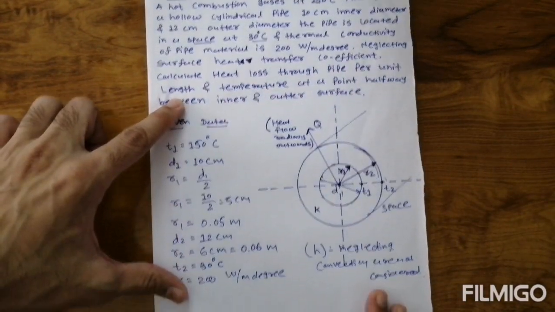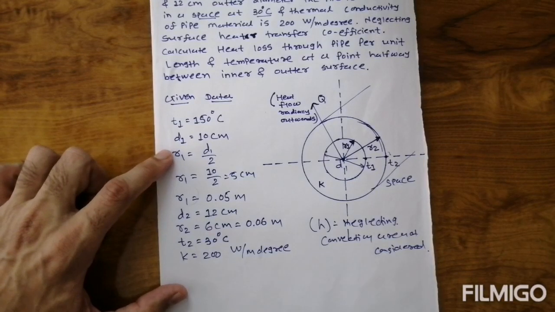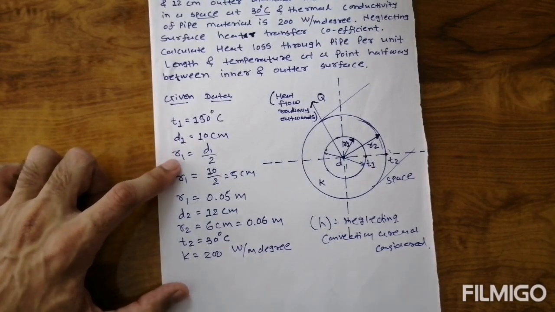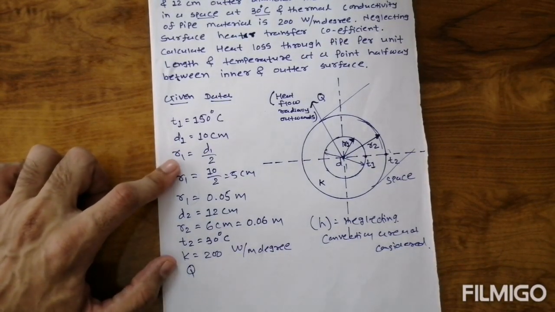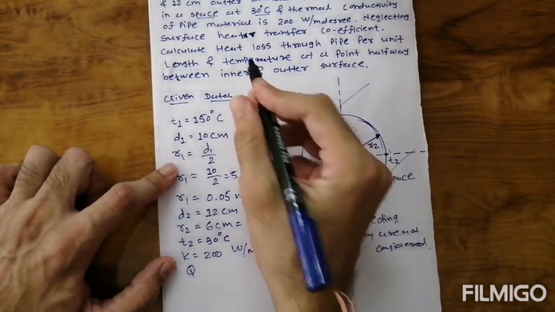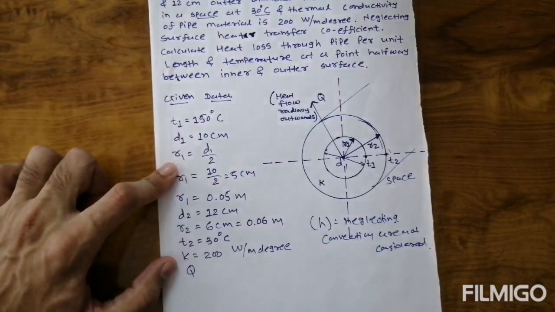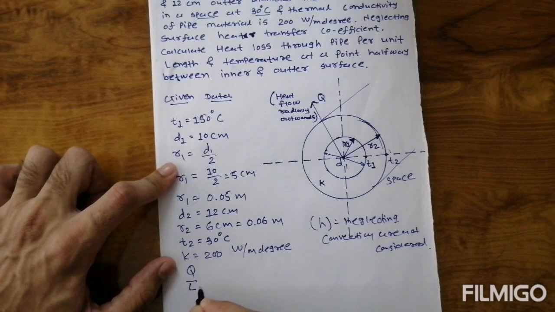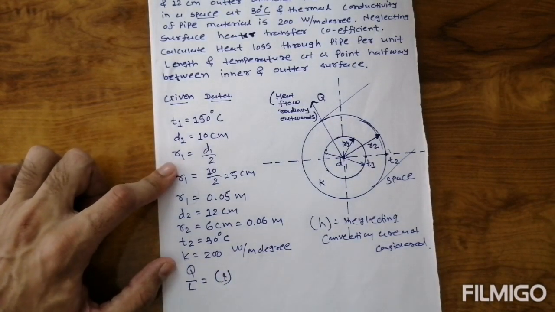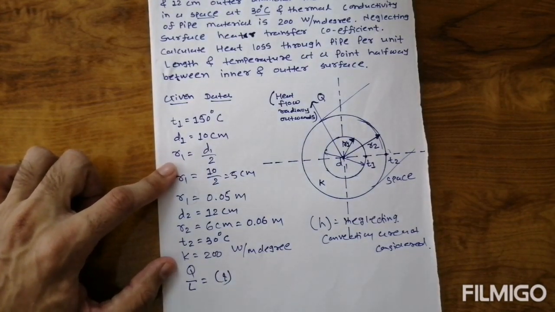Heat loss will be calculated. So how is heat loss denoted? It is denoted by Q. I already told you. Okay, Q. Per unit length is to be found out. It means Q by L is determined. Per unit length, it means Q by L.